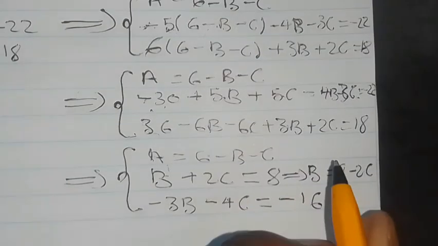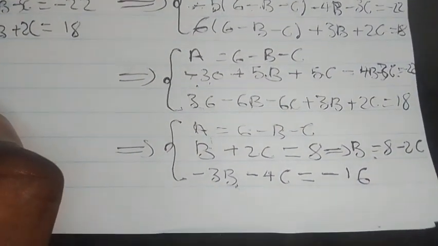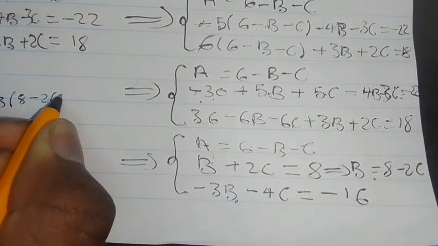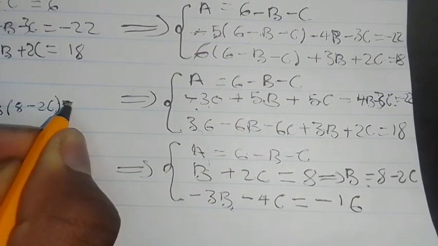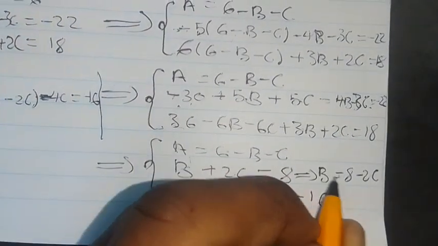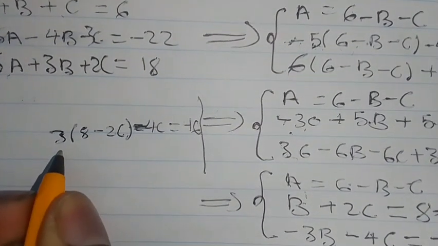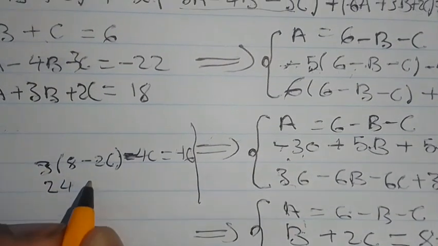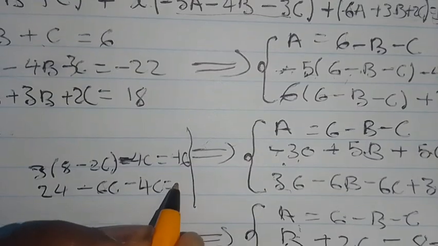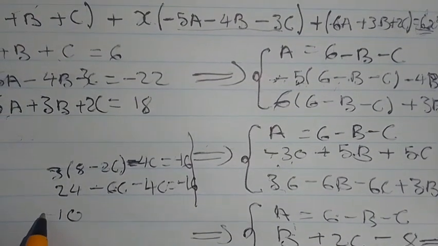Then we can plug this into the third equation there. Then we'll get what? We'll get that 3 into 8 minus 2c, minus 4c, will be the same as minus 16. If you plug this equation into the third one, then what can we be able to solve? See, 3 by 8, that's going to be 24, and 3 by minus 2c is going to be minus 6c, and then minus 4c equals minus 16. Then from then, you have minus 6c minus 4c. This will basically be minus 10c.